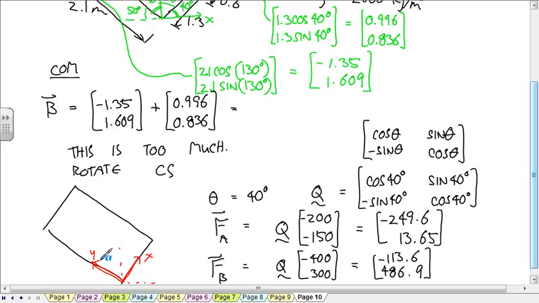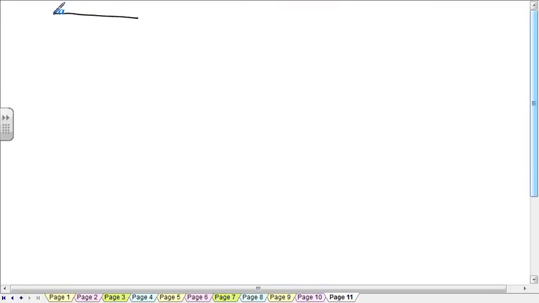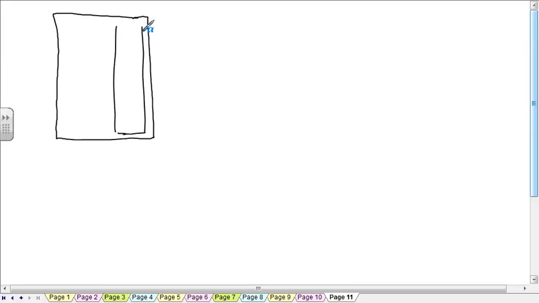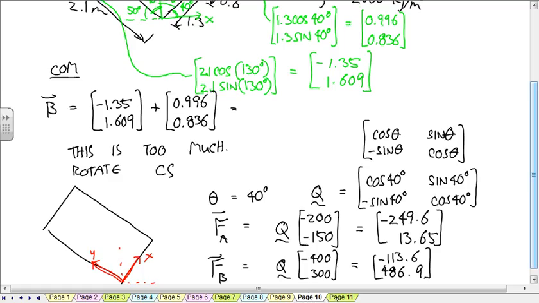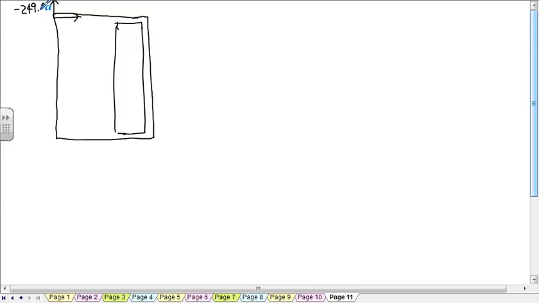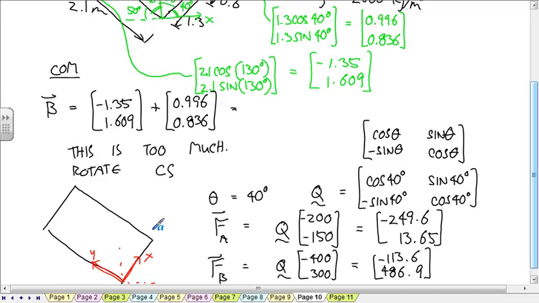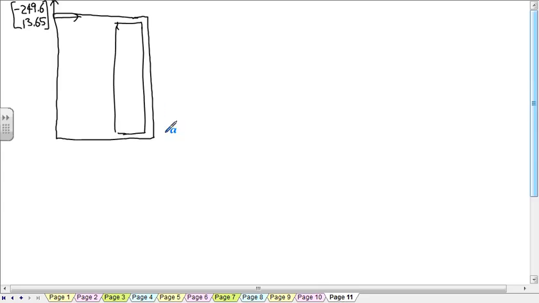Okay. So now we can think of this problem, because all that matters mathematically is the relationship between the coordinate system and the object, this way, where we have a force vector up here that is negative 249 and positive 13.65. And a force vector in the other corner that's negative 113.6, 486.9. Yeah, that's right.